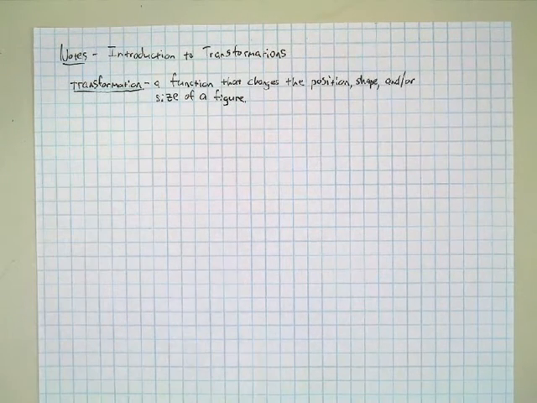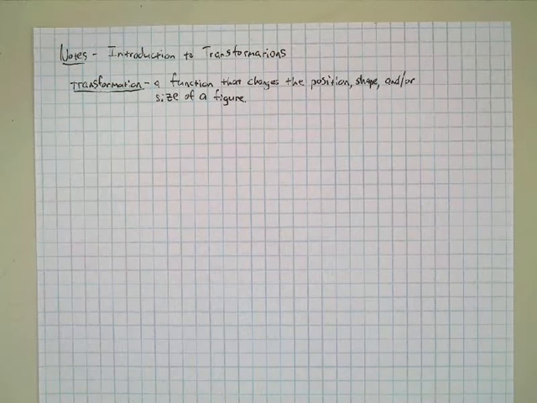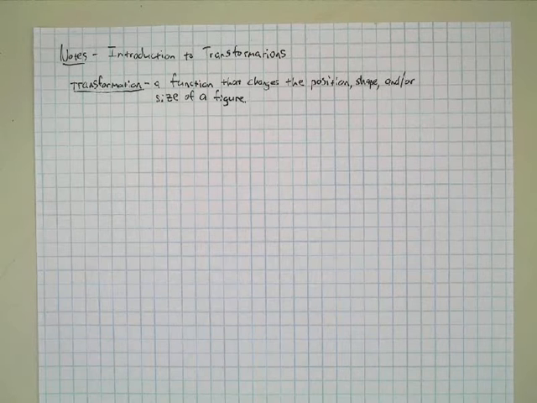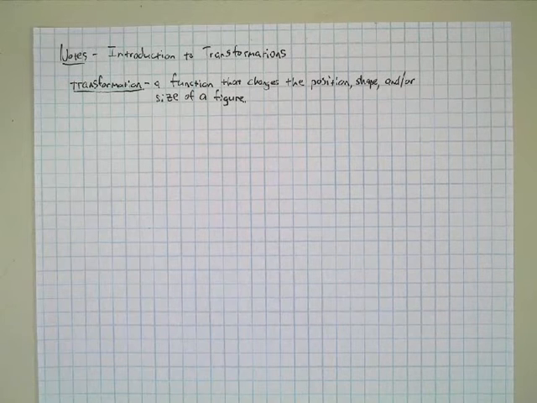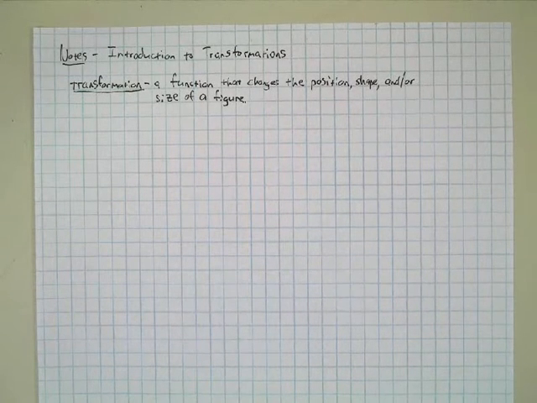So it might just change the position, it might just change the shape, or it might just change the size of the figure, or it could do any combination of those three. It could change the position and the shape, the shape and the size, the position and the size, or all three. And that's a transformation.